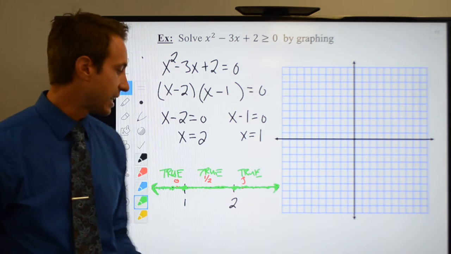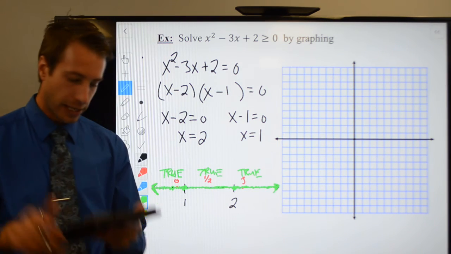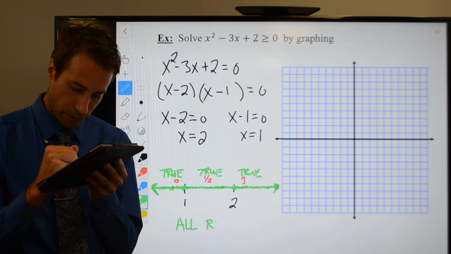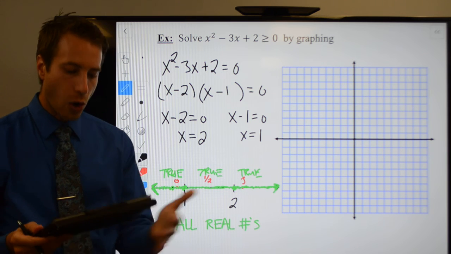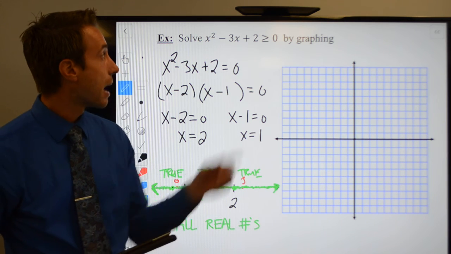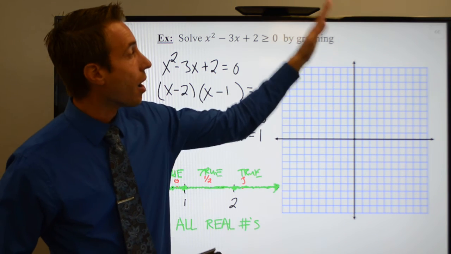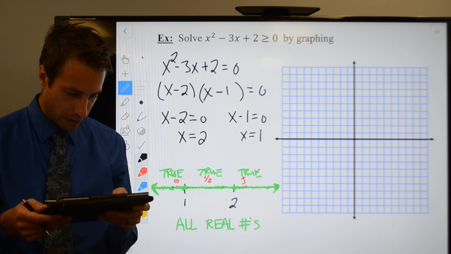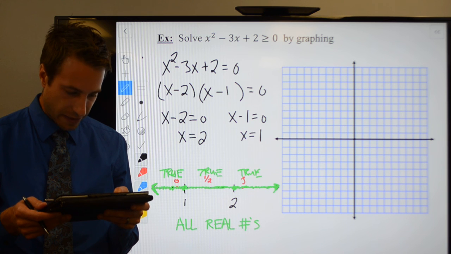And what it looks like is my solution is actually all real numbers. So what has happened here is my parabola is either above the x-axis, opening, no, hang on a second, because I have x-intercepts.